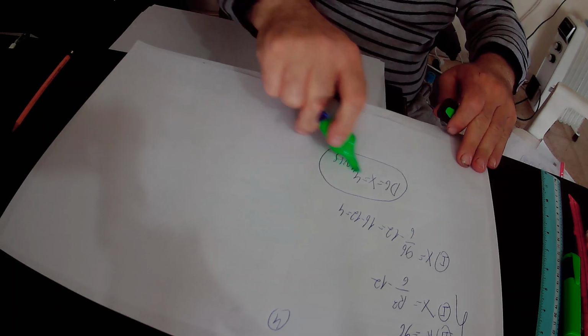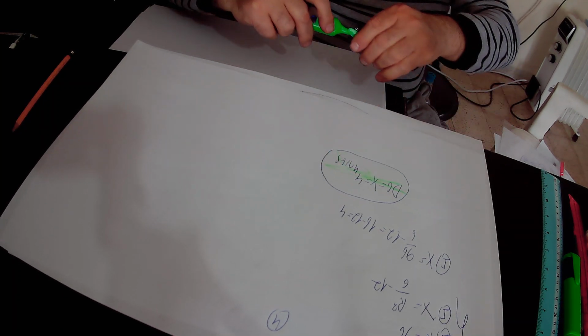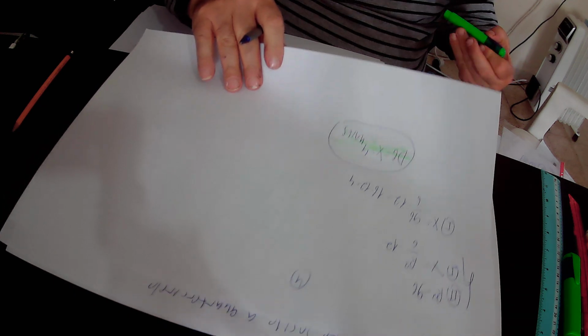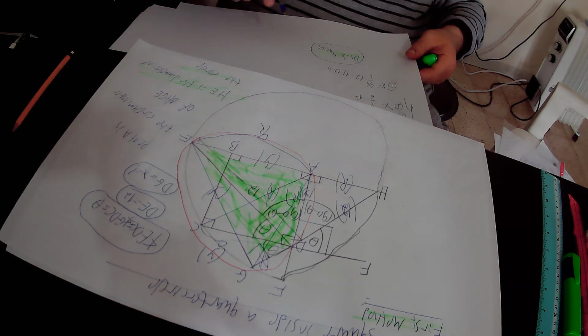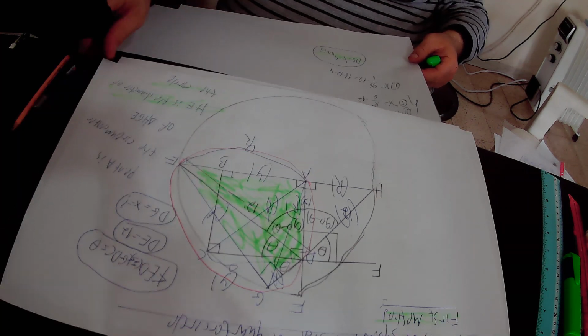So in the next step, we'll find out the length of this line DG according to the second method.